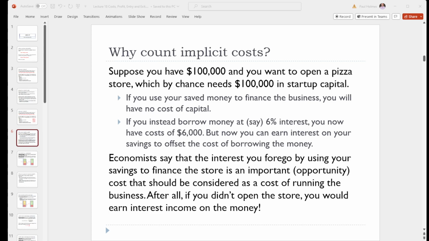There's plenty of good things that you could have done with that money, but now you're not going to be able to. You forego the interest or earnings or whatever other money you could have obtained with that $100,000. You forego the opportunity to earn that interest or whatever. And so that, an economist says, is something that you are sacrificing to run your business. We should count that as a true cost of running your business.